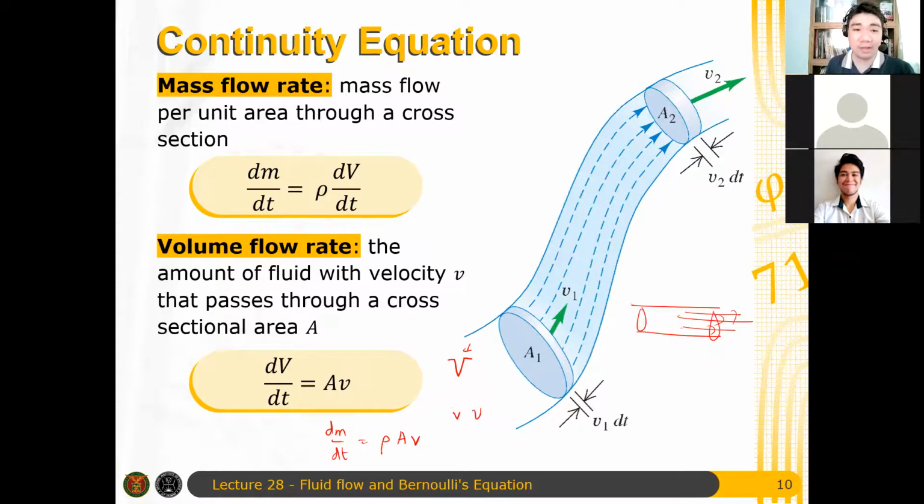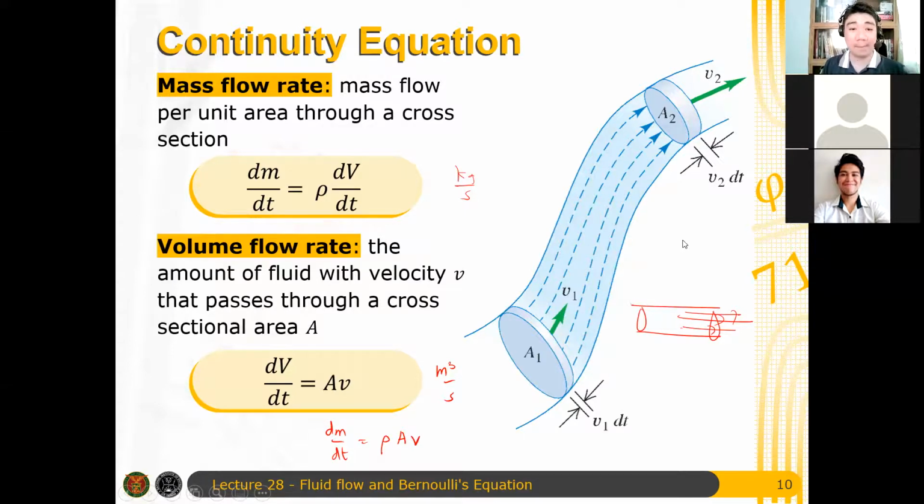So the SI unit for mass flow rate is kilogram per second. The SI unit for volume flow rate is cubic meter per second. Don't get confused. That's what you need to remember. The SI unit for mass flow rate is kilogram per second, and for volume flow rate is cubic meter per second. Questions? Okay. So, why did I define those?